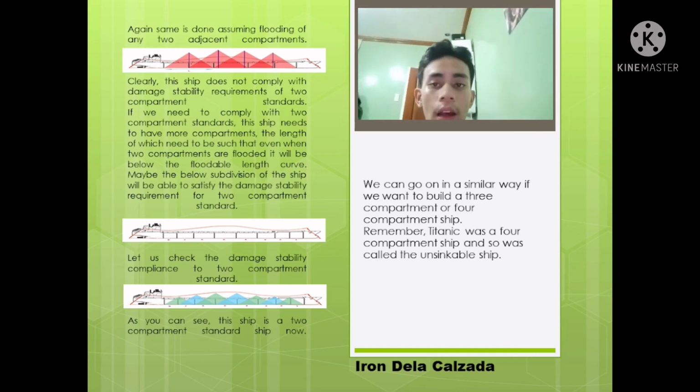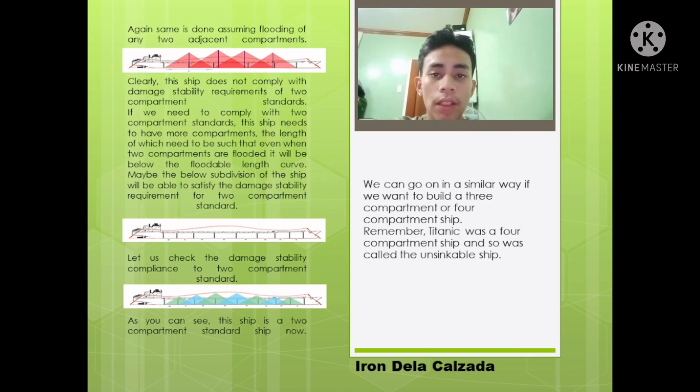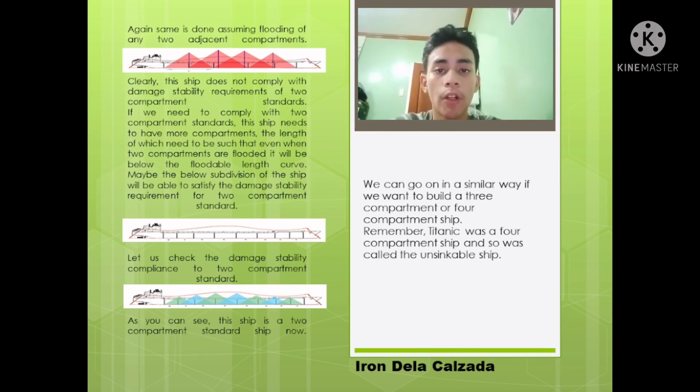So again, same is done assuming flooding of any two adjacent compartments. Clearly, this ship does not comply with damage stability requirements of the two compartment standard. If we need to comply with the two compartment standard, this ship needs to have more compartments.